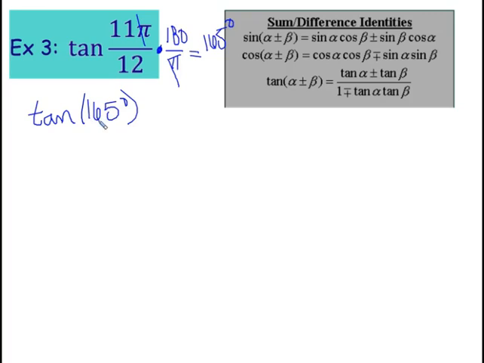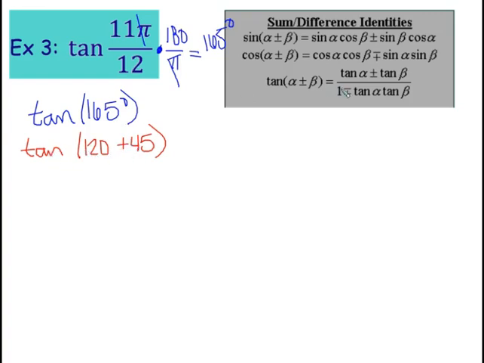Whether you're dealing with 165 degrees or 11 pi over 12, you need to find two angle measures that either add or subtract from each other to give you this measurement, either in radians or degrees. So since I'm going to work in degrees, let's focus on the 165. Let's think about two angle measures on our unit circle that can either add or subtract to give us 165 degrees. Off the top of my head, I think of 120 plus 45 degrees. So I'm breaking down this angle measure that we don't know into two angle measures that we do know.